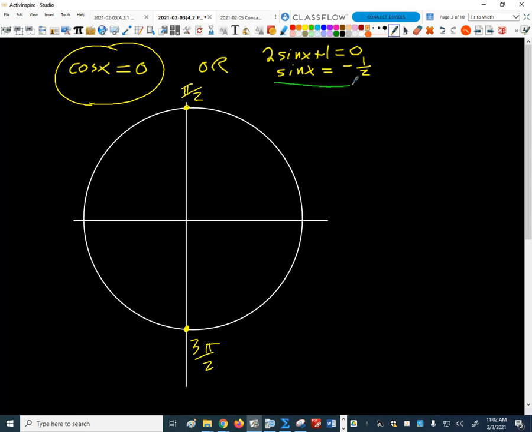Okay, what about this? Where is sine x equal to negative 1/2? Where is the y coordinate equal to negative 1/2? Well, negative 1/2, that's negative 1. So negative 1/2 is going to be right there, positive, right? Those two places, right? At this point and at that point. So those are going to be the places on the unit circle where the y coordinate is negative 1/2.